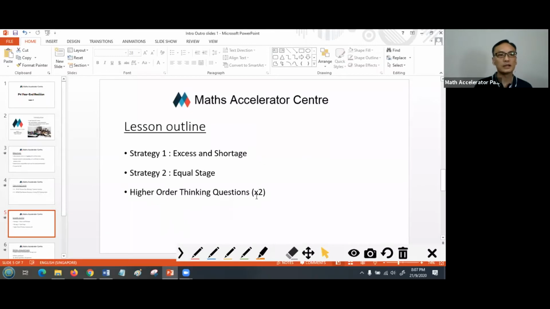So this is the outline of the lesson. Today we'll be covering strategy 1, which is on excess and shortage, and strategy 2 will be on excess and equal stage, and we will have 2 higher order thinking questions at the very end of it.